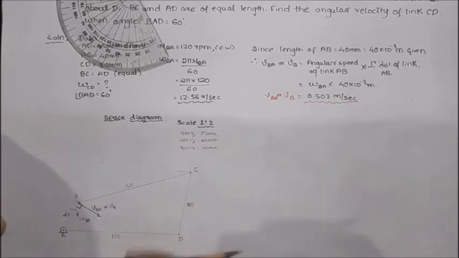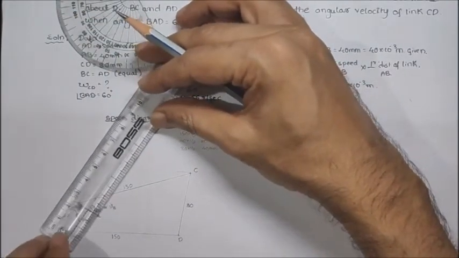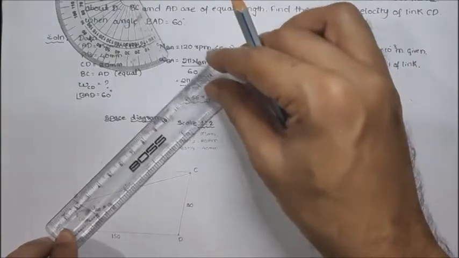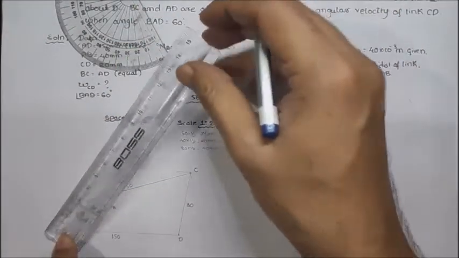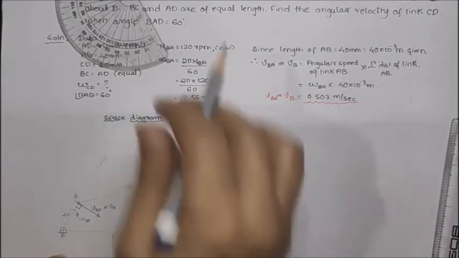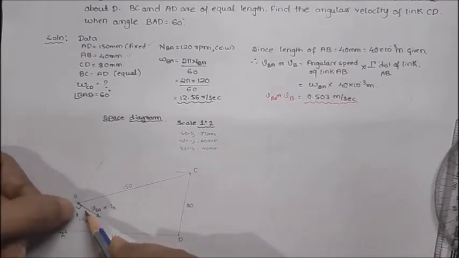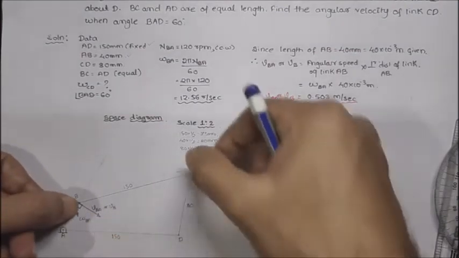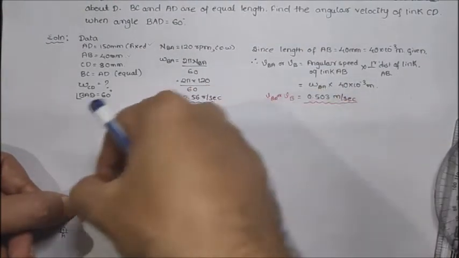So with respect to this particular point, as I showed you here, if this is a fixed point, it is going to move in this direction. So this is velocity of B with respect to A. Next we are going to fix this point, holding at this point, and we are going to find out velocity of C with respect to B.